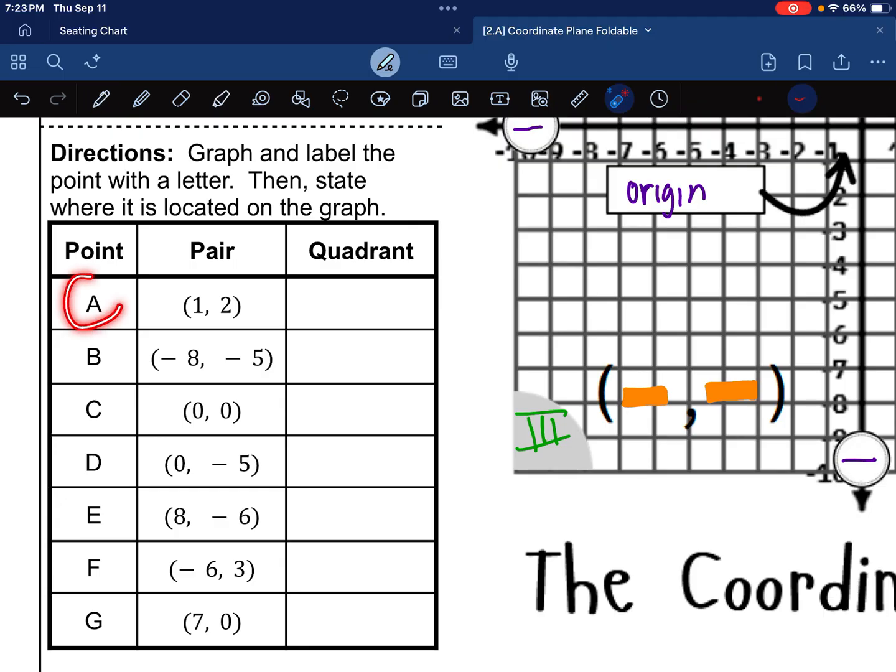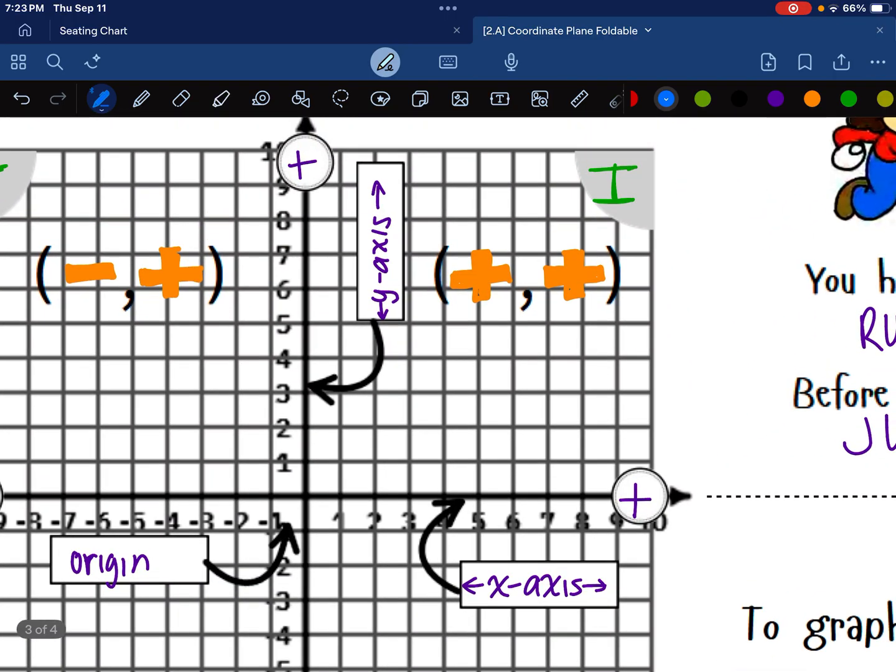So thinking about point A, it's at 1, 2. So 1 would go to the right because it's positive, and 2 would come up because it's positive. So point A would actually lie in quadrant 1 because those are both positive numbers. The way that I would graph that is I would start with my pencil hovering over 1. We don't draw a bunch of lines to get our ordered pairs, okay? We just kind of hover. I'm going to hover 1 box to the right and 2 boxes up, which would put me right here.